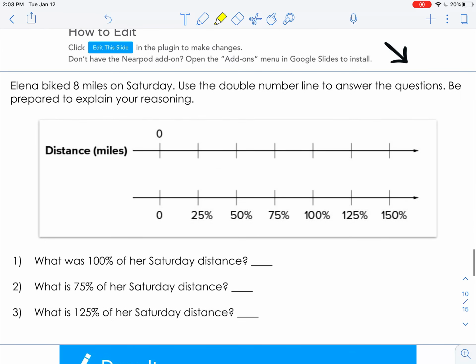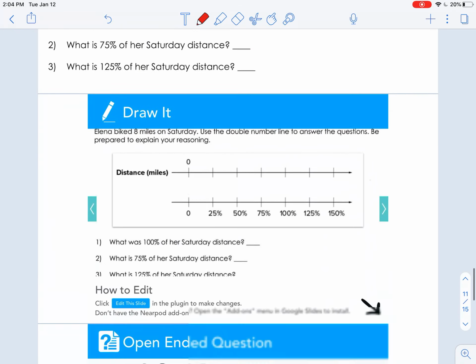It says, Elena biked 8 miles on Saturday. Use the double number line to answer the questions and be prepared to explain your reasoning. The thing I want to point out, and I'm not going to go through this entire question, is just that this is asking for the percentage of her Saturday distance. And that phrase, of her Saturday distance, tells you that 100% is going to be her Saturday distance. And that should help you answer that question.